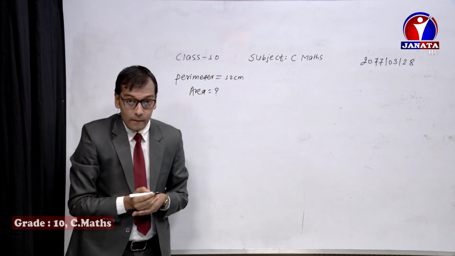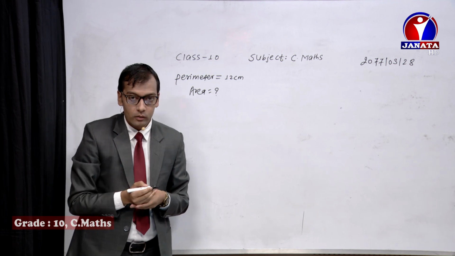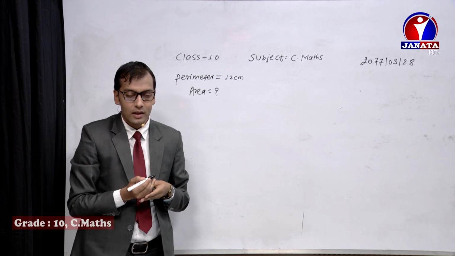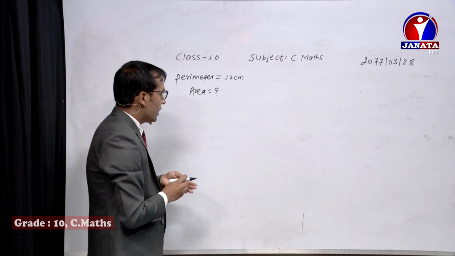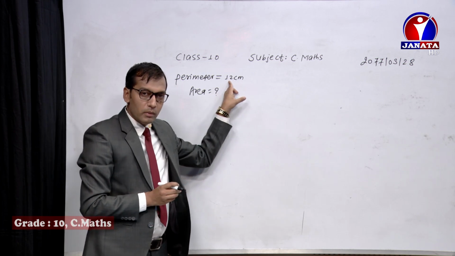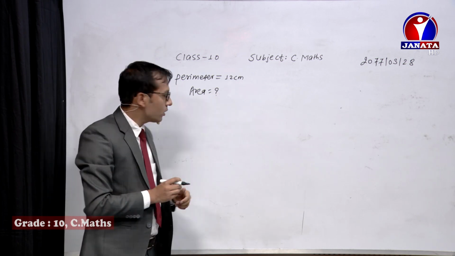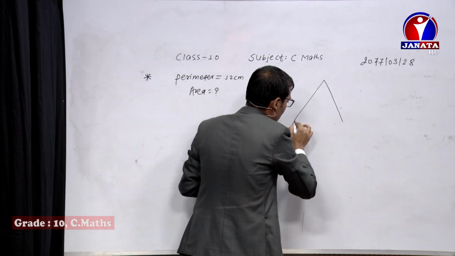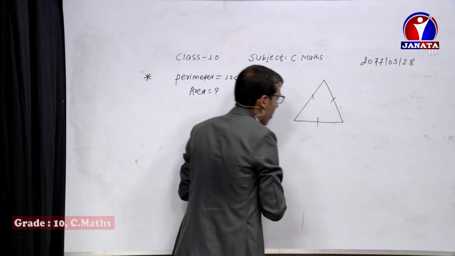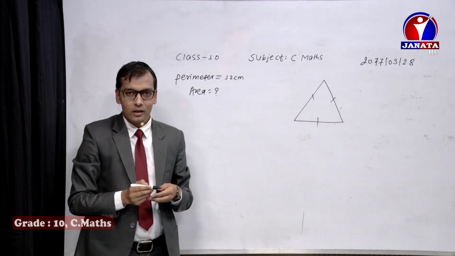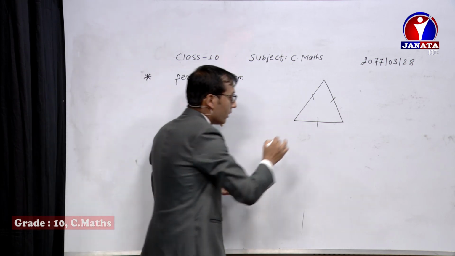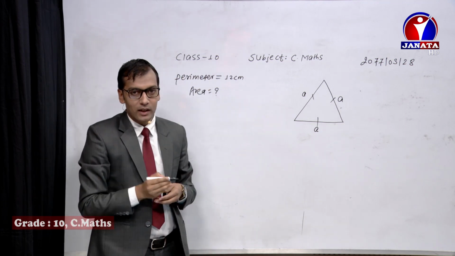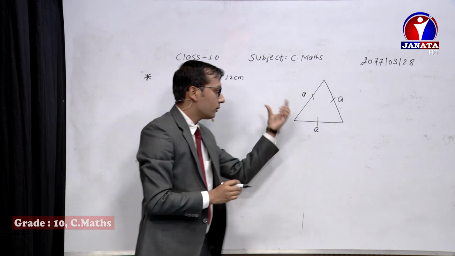Now to find the area, what do we need? To find the area of an equilateral triangle, we require its side. So for this, we can begin from the perimeter. So what is in fact the perimeter? The perimeter of any triangle is the sum of all its sides. So here we suppose the length of each side of the equilateral triangle is A. So what is the perimeter? Sum of three sides.